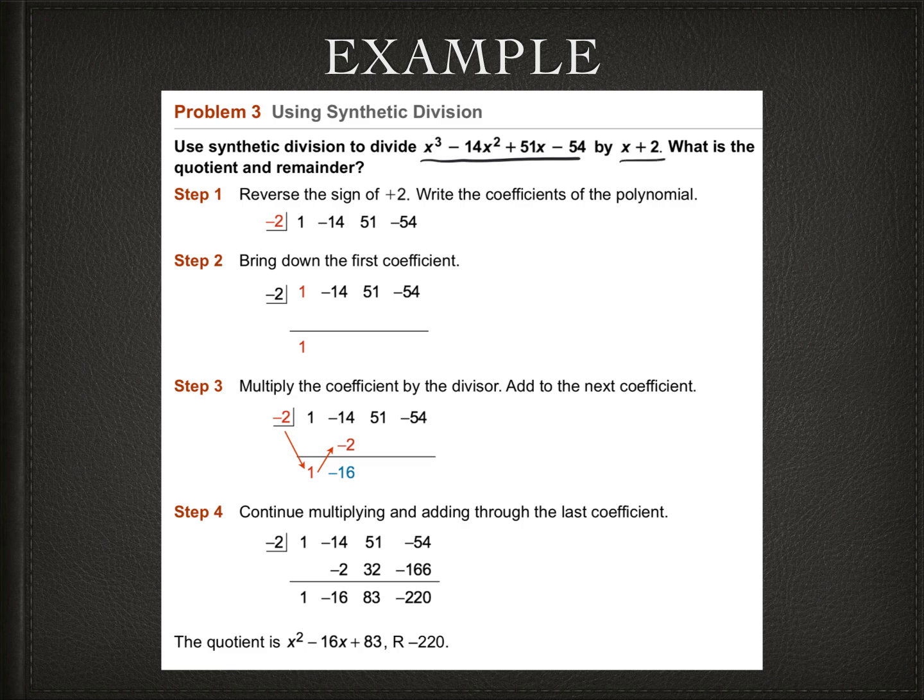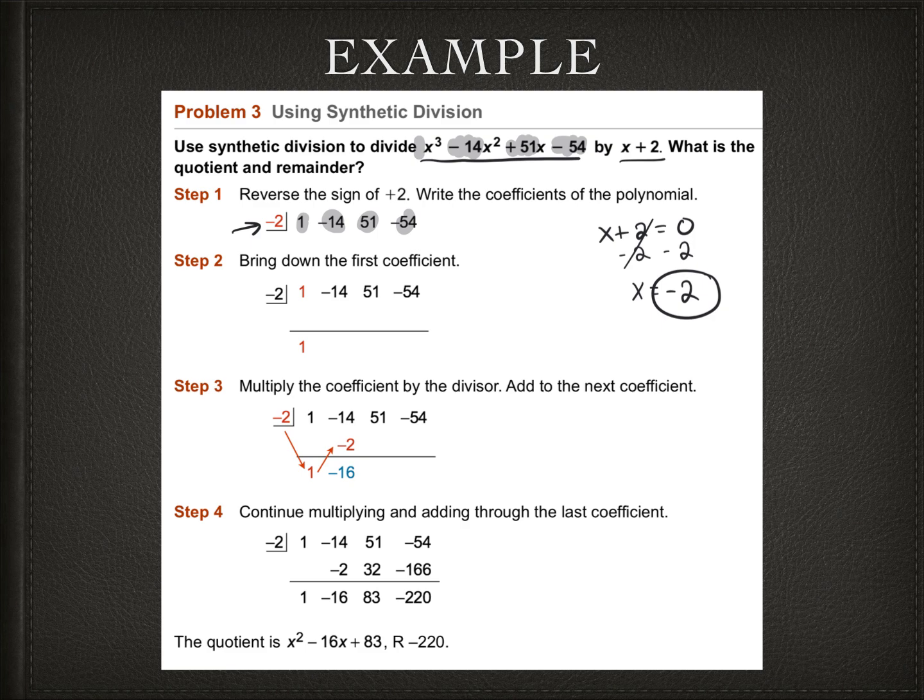So, in order to find the number that we're going to use, we're going to do x plus 2 is equal to 0. We're going to subtract the 2 on both sides, and we get x is equal to negative 2. You will now divide by negative 2, which is placed right here. Now, the numbers that you see on the synthetic division are the coefficients of every single term in that order. That's why it's 1, negative 14, 51, negative 54.